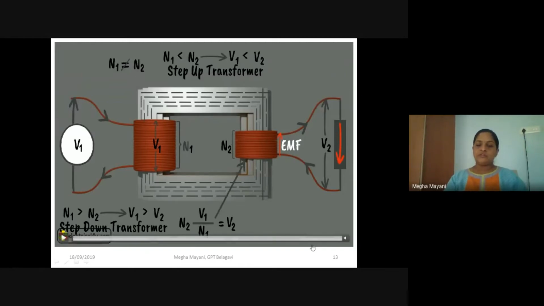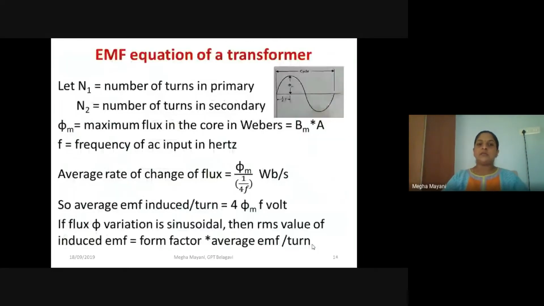So this was a brief introduction for the understanding of transformer. Now let us proceed towards the EMF equation for a transformer. So as we have seen, when an alternating voltage which is connected as a supply is of sinusoidal nature, considering one cycle, we can draw the flux variation associated with the coil.